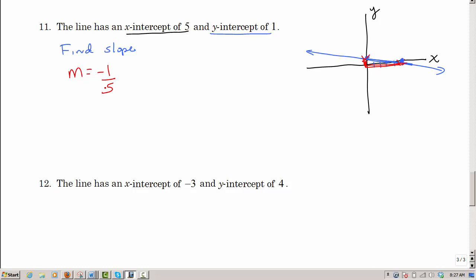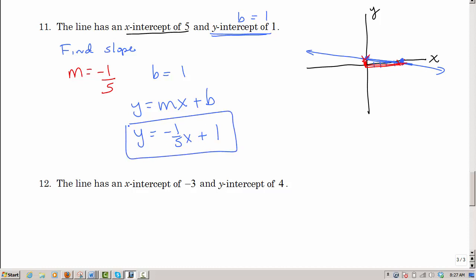It says it has an x-intercept of 5 and a y-intercept of 1. Well, isn't that y-intercept b? Let's see. I have m and b, and I'm supposed to write a line in the answer of y equals mx plus b. Do I have everything? I think I do. So y equals mx plus b. And I'm done. So drawing that picture I think was very helpful.